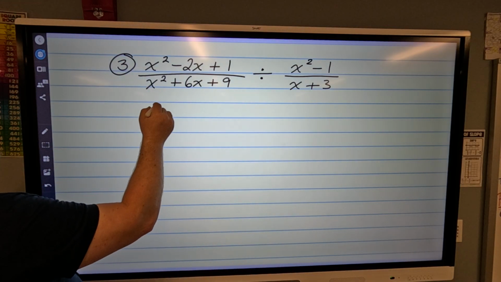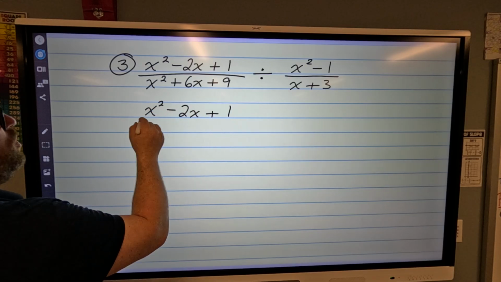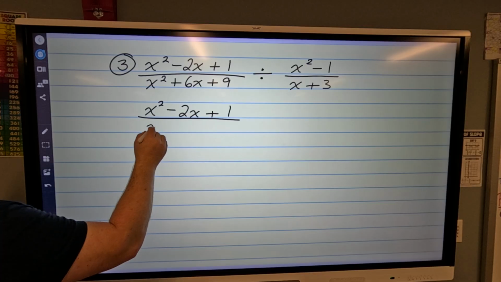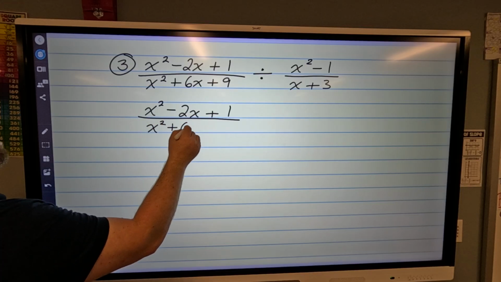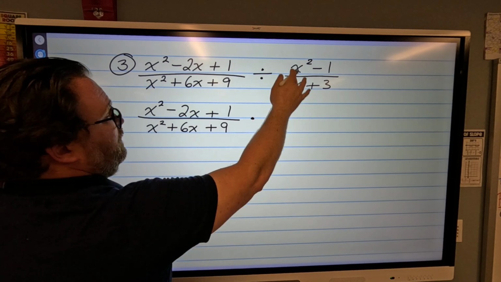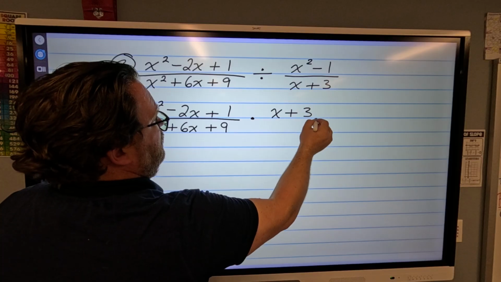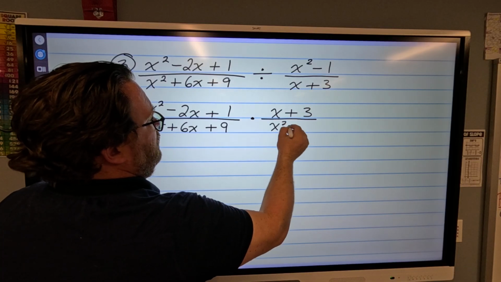Okay, so we're going to write the first fraction the same, (x squared minus 2x plus 1) over (x squared plus 6x plus 9), times, we're going to flip the top part of the fraction with the bottom, so (x plus 3) over (x squared minus 1).